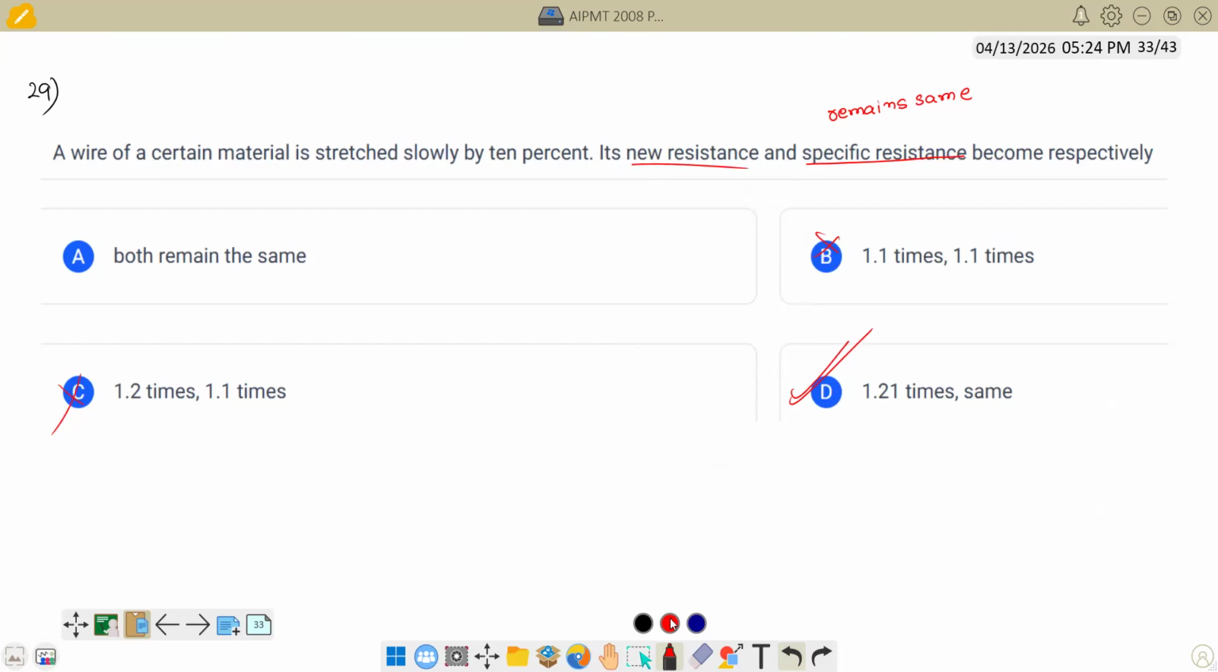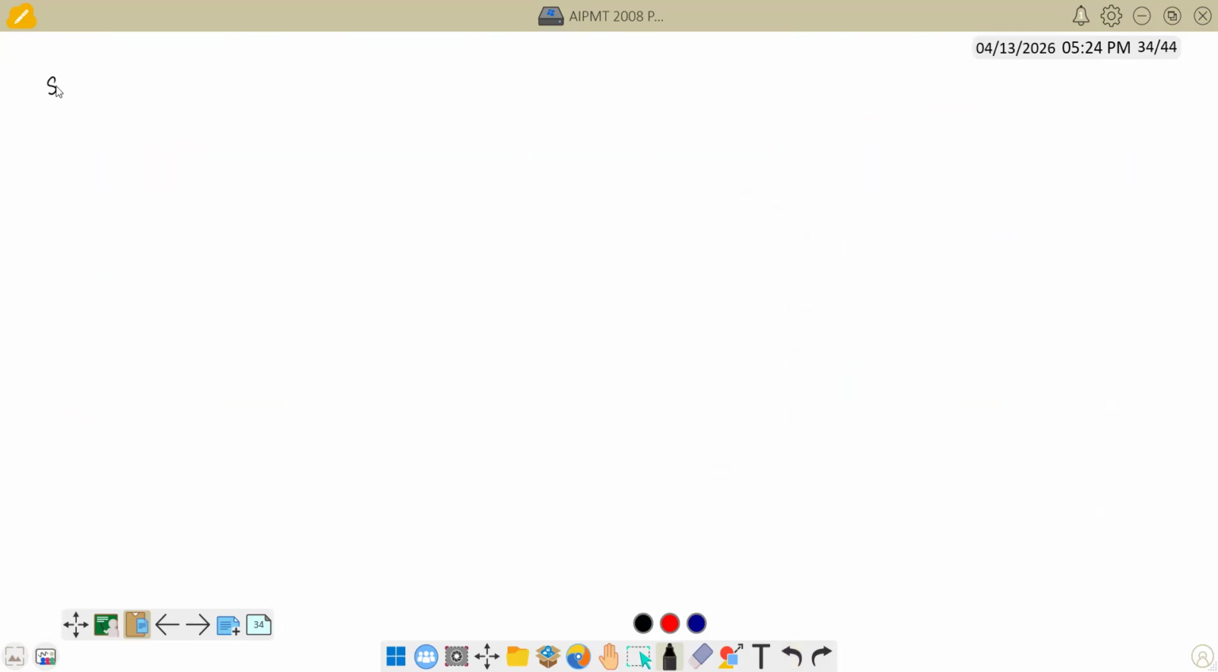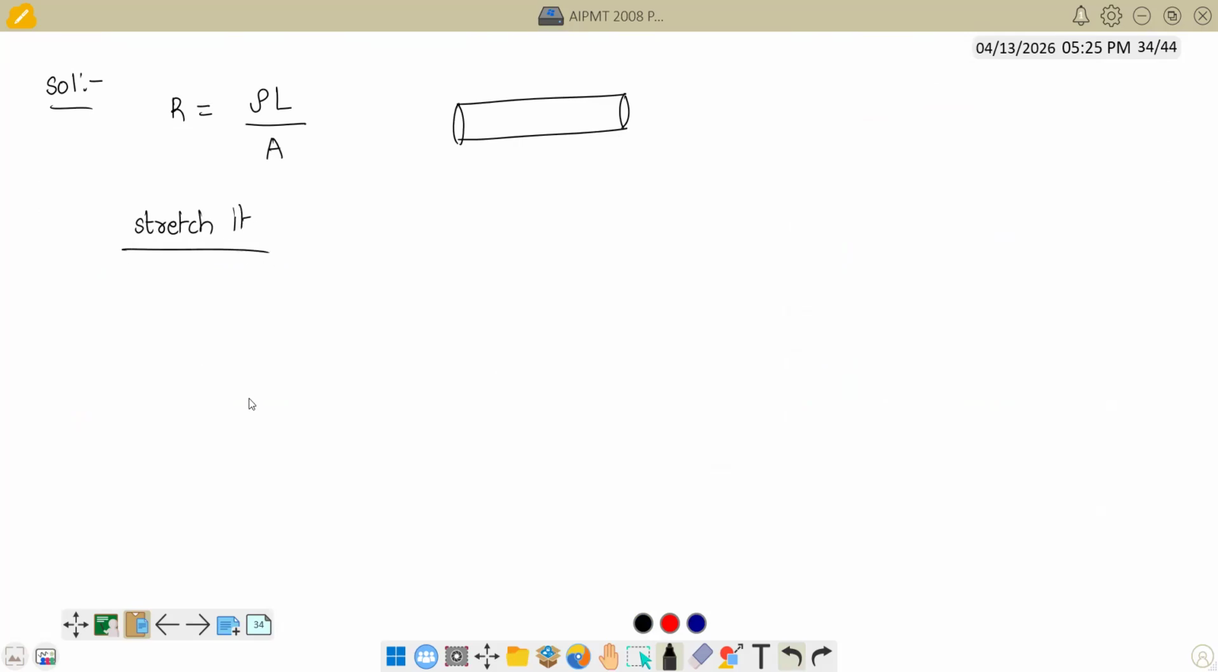I will not sit and solve it, but I'll explain the concept for this. Generally, the formula for resistance is resistance equals rho L by A. This is the normal formula for the resistance of a wire. But if you stretch something, its area would decrease and its length would increase. It is like you stretch a dough. If you take a chapati dough and stretch it, you'll notice that its area of cross section decreases, but its length keeps on increasing.